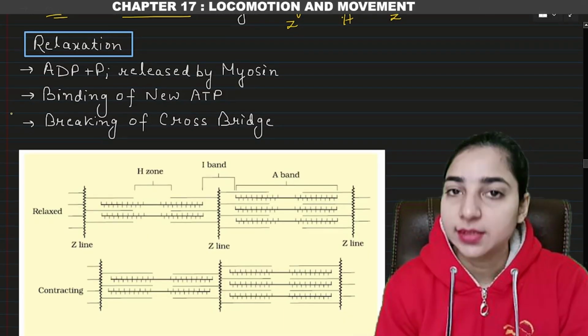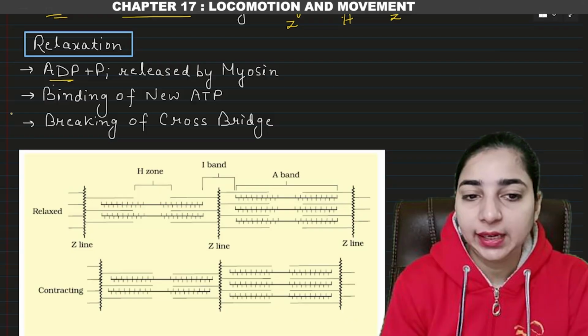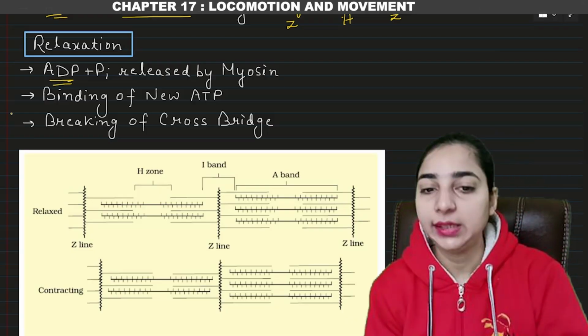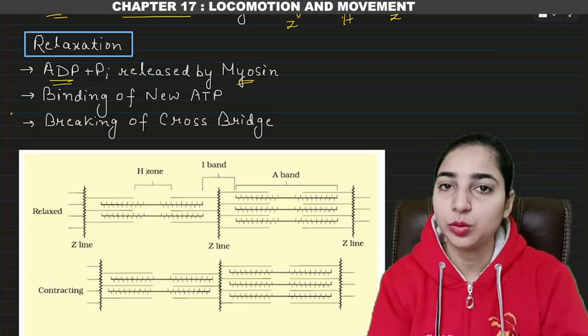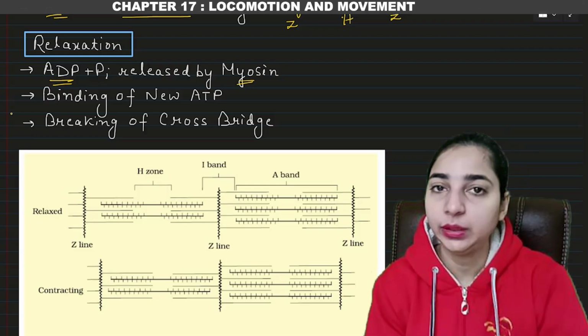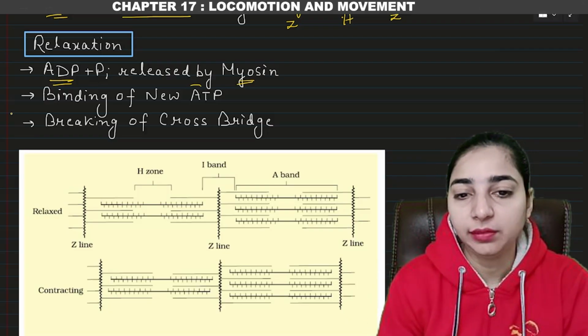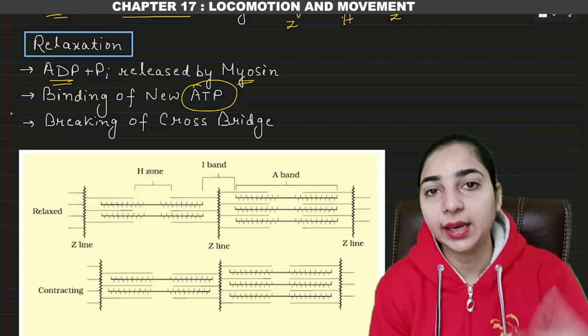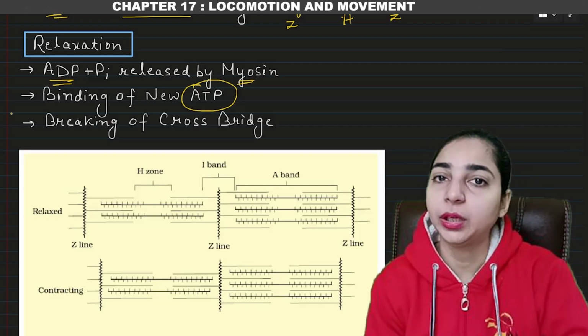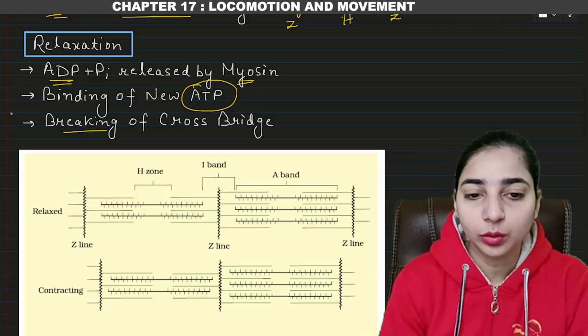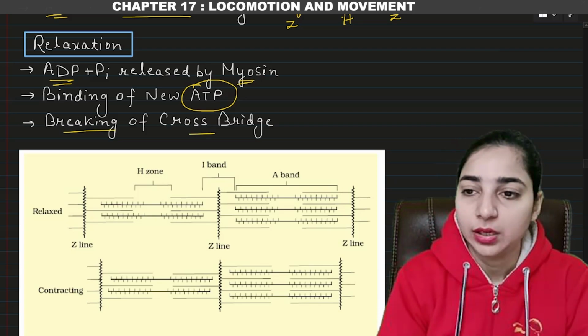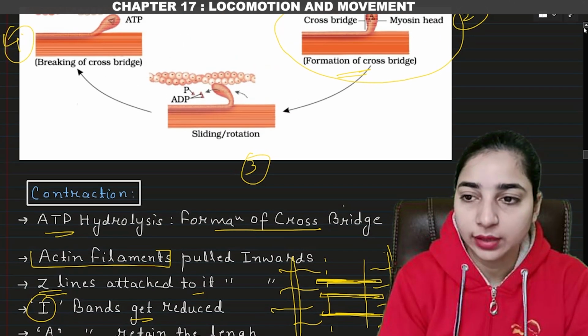And during relaxation, what will happen? The ADP and phosphate will be released by the myosin, because now the myosin has to unbind with the actin. So it will release the ADP and phosphate and it will bind with a new ATP. So that again the ATP can be hydrolyzed to form the cross bridge. Okay. And then the cross bridge will be broken. Okay. So let's come back to that diagram.